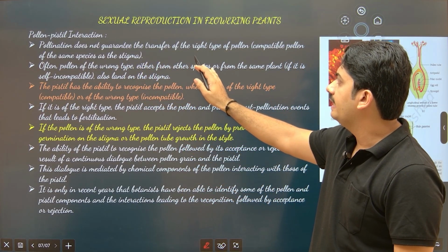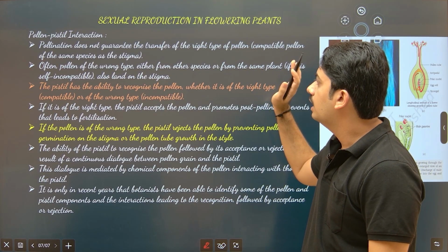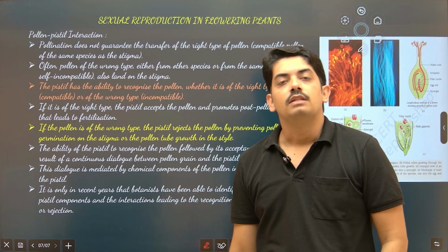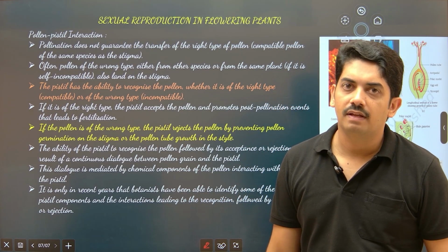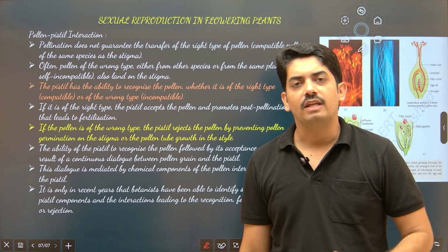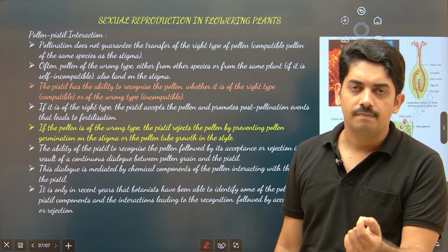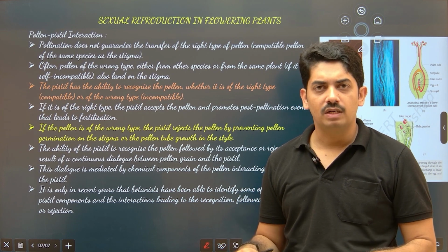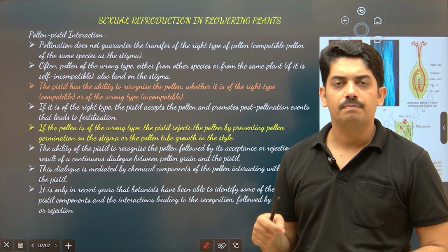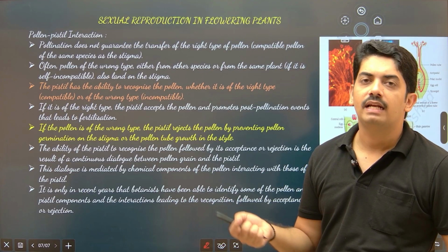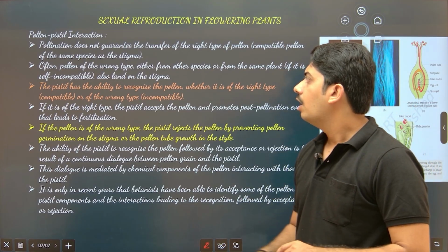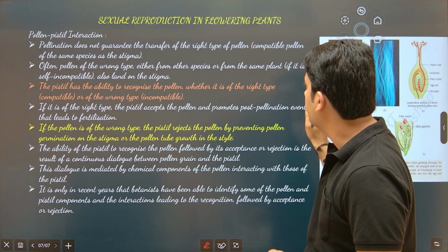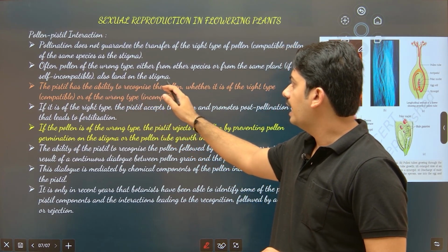Pollination does not guarantee the transfer of the right type of pollen. Why are they saying this? Because the insect which is visiting one flower, you cannot say it visits only one species. It has visited several species, and its body carries different pollen grains. So there is a high chance that pollen of an undesirable plant may deposit on the stigmatic surface. Often, pollen of the wrong type, either from other species or from the same plant, also lands on the stigma.